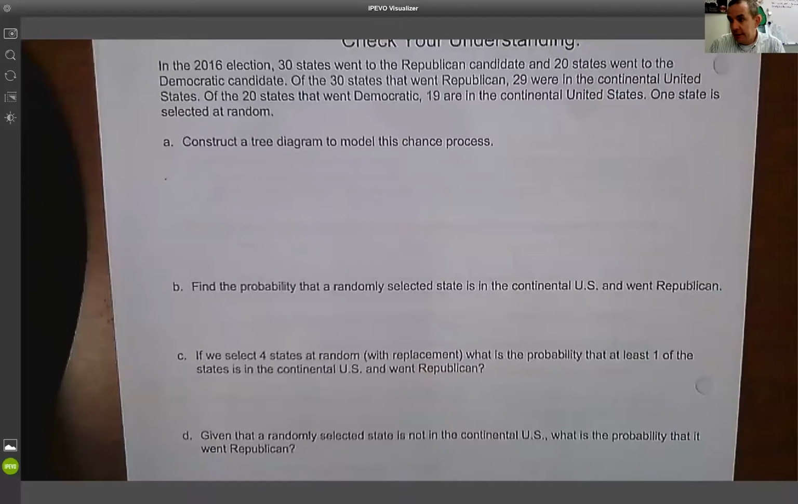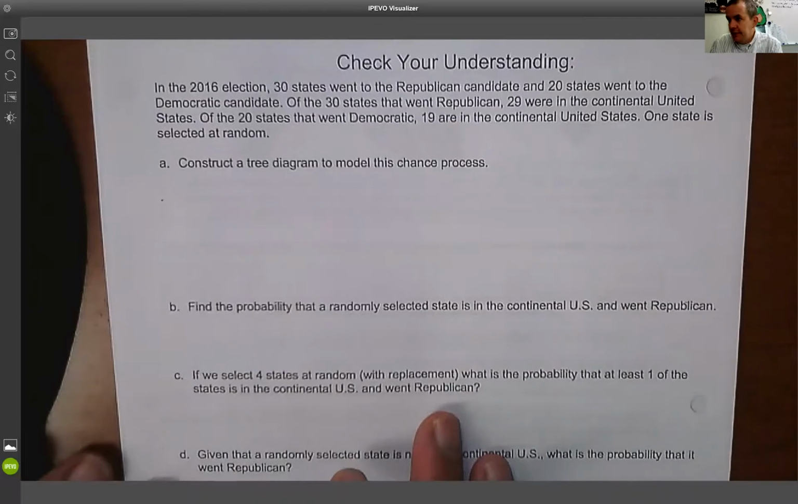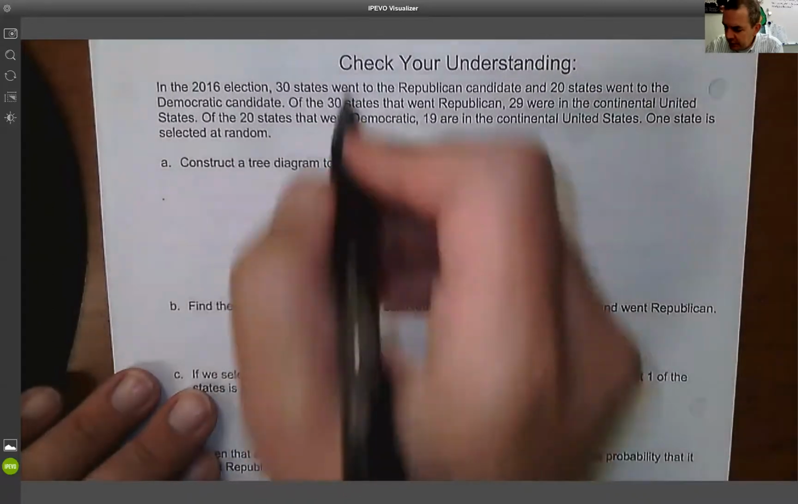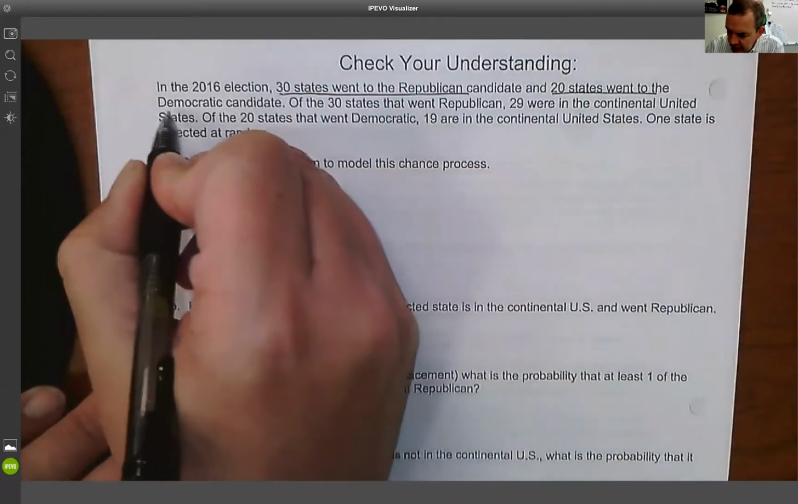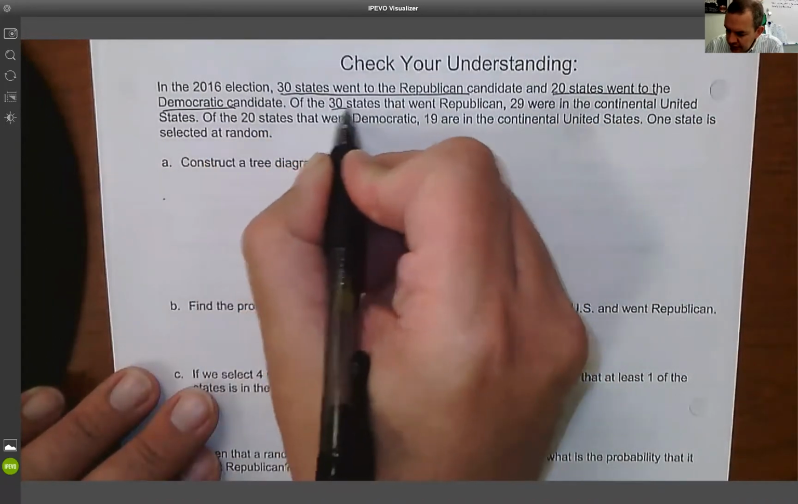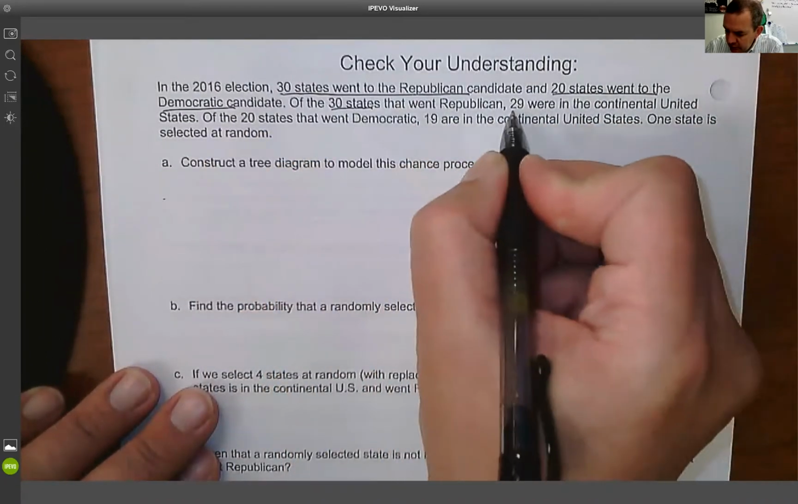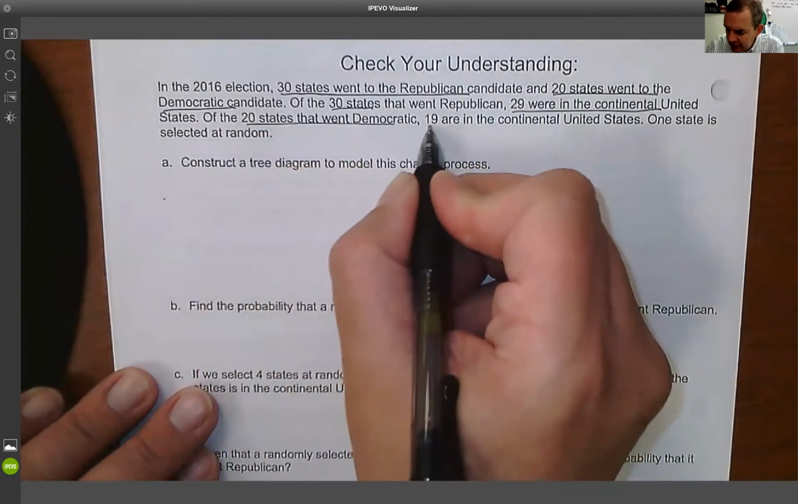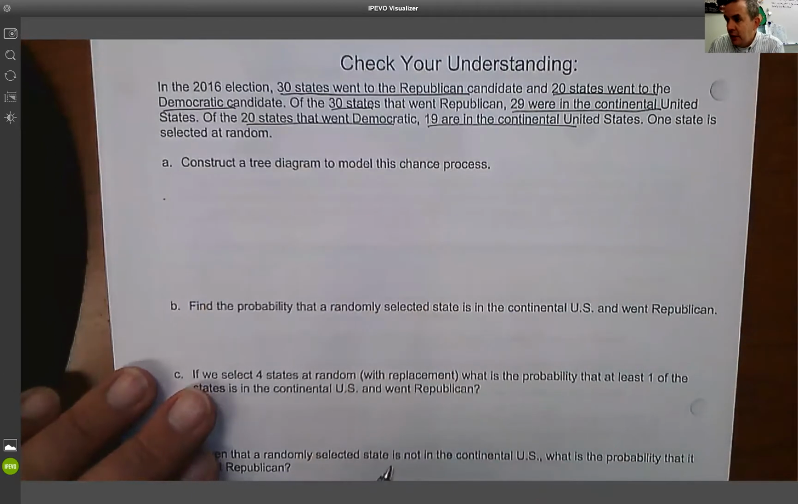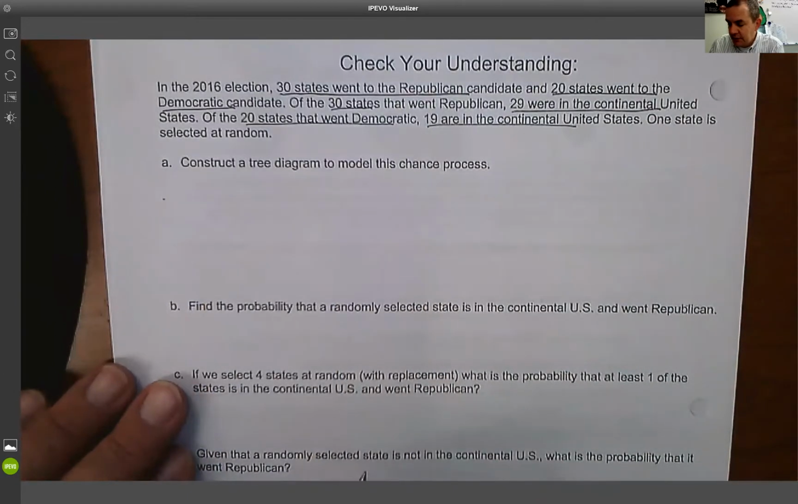Okay, going to do a little bit of a review of what we did today, which is on the idea of tree diagrams. So in the 2016 election, 30 states went to the Republicans and 20 states went to the Democrats. Of the 30 states that went Republican, 29 were in the continental US. Of the 20 states that went Democratic, 19 were in the continental US. One state is selected at random, construct a tree diagram.